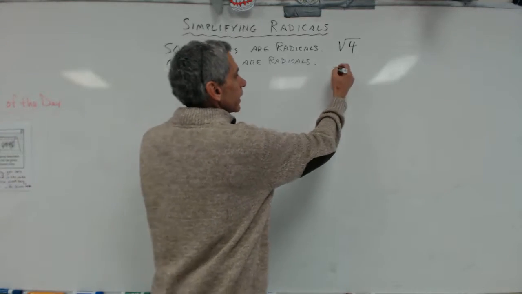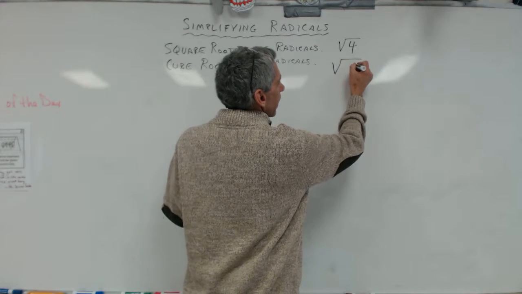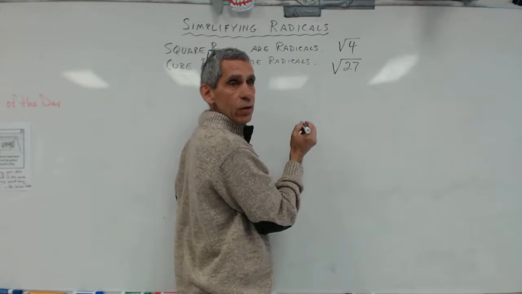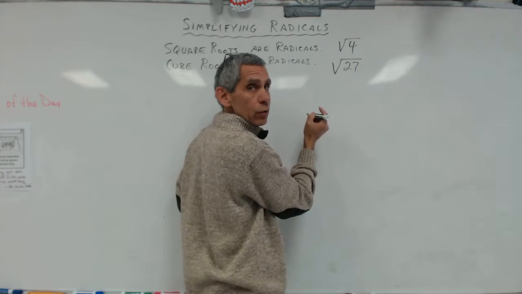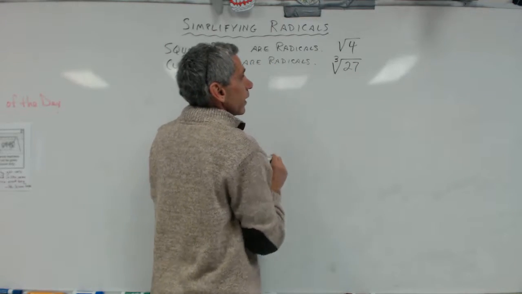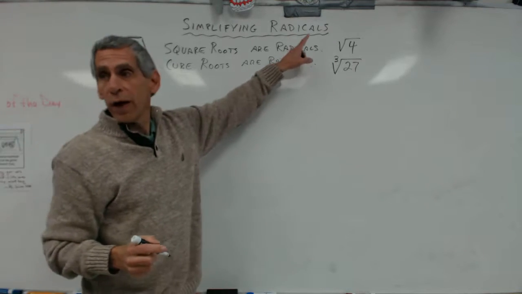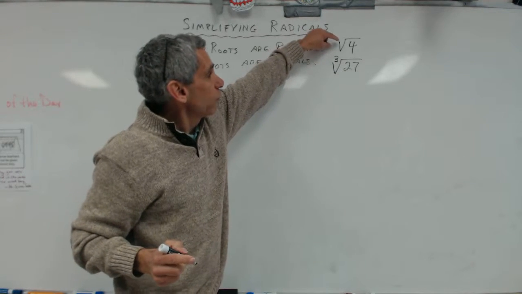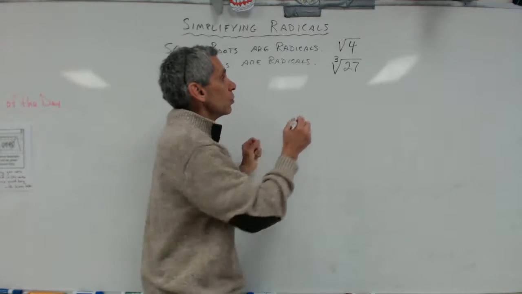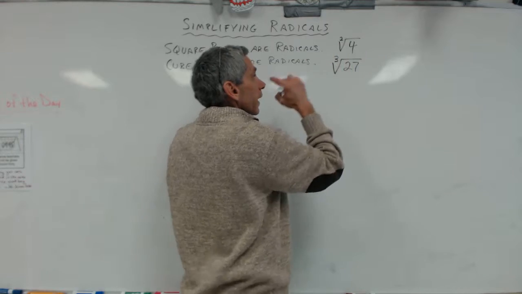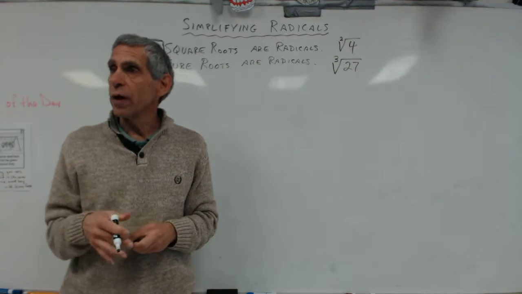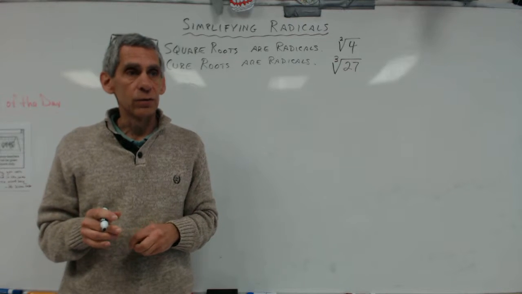But a cube root would look like this, say, of 27. Notice if I'm talking cube roots, I have to put a little 3 right here. In square roots, I don't have to put anything here, but there is something hidden, and it's a 2. There's a little 2 there. If you don't have the 2, it's automatically assumed it's a square root, not a cube root.